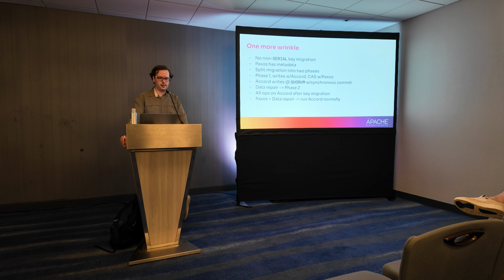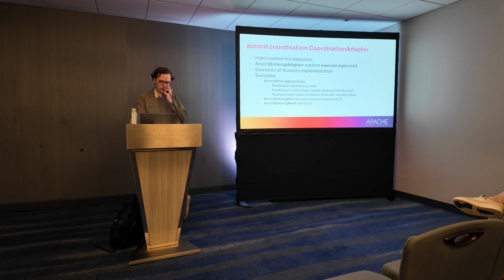So in the second phase, we can run Accord transactions, but after key migration in Paxos. Paxos may have been committing at any point, and so we do a key migration. We make sure that the last Paxos operation was migrated at quorum, and then Accord can read it. And so in the second phase, we've stopped using Paxos entirely. Then after a Paxos and data repair, Accord can run normally. That means it's doing asynchronous commit and it's reading from a single replica.